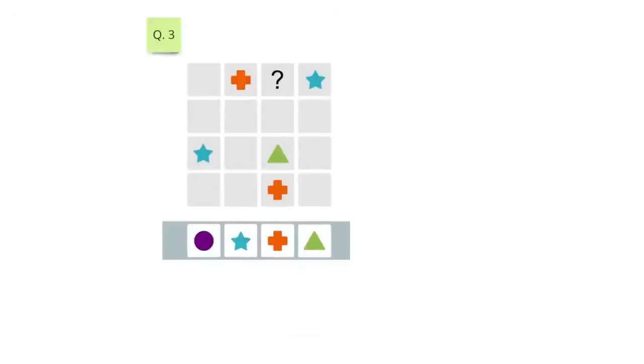Let's look at this question. In this question, we have the question mark in the first place, right? That is in the first row. So now we have to find what sign can replace the question mark here. While solving, we have to understand that in one row, one sign can come only once, and in one column, one sign can come only once.